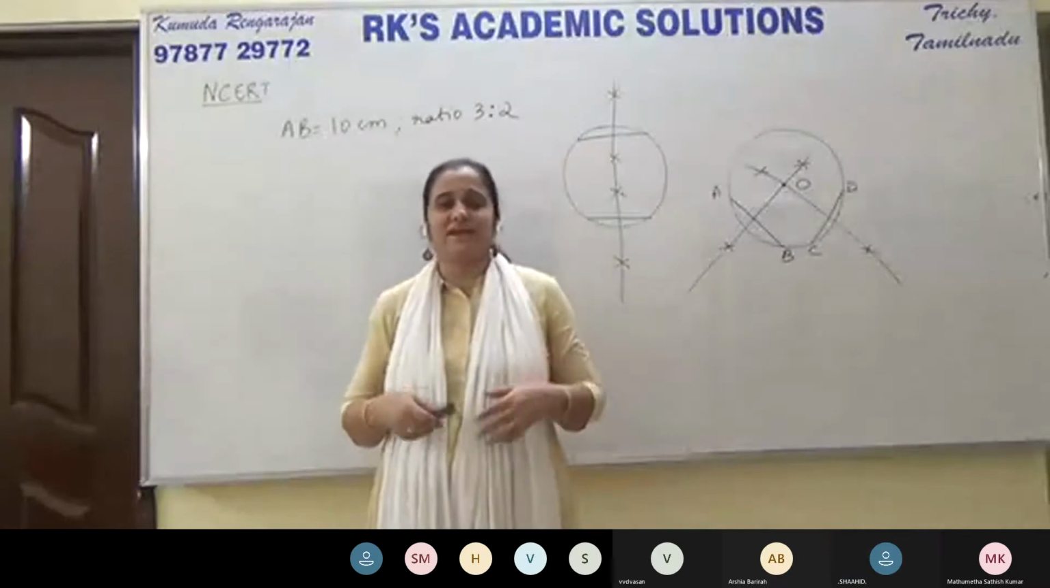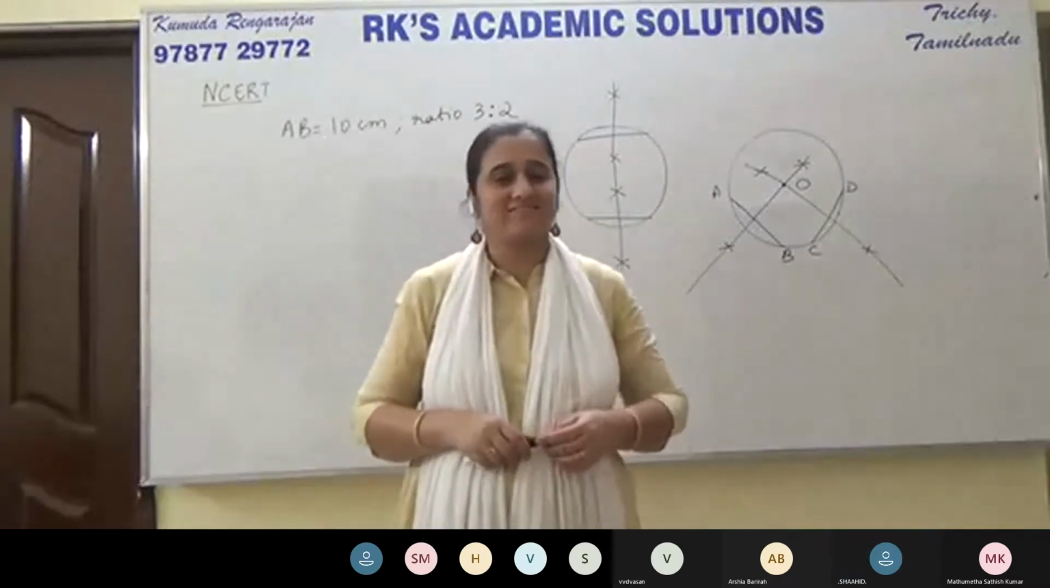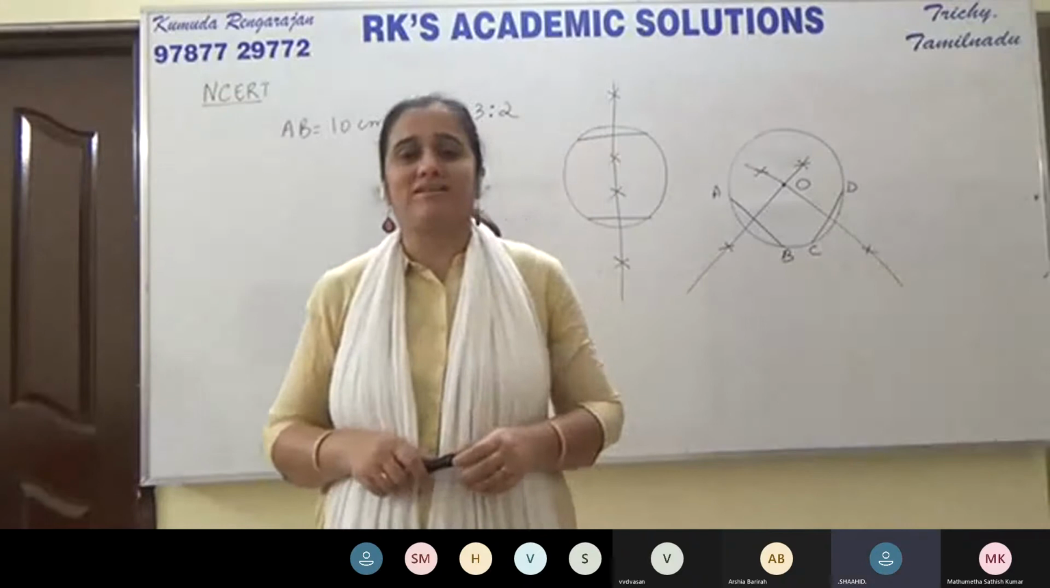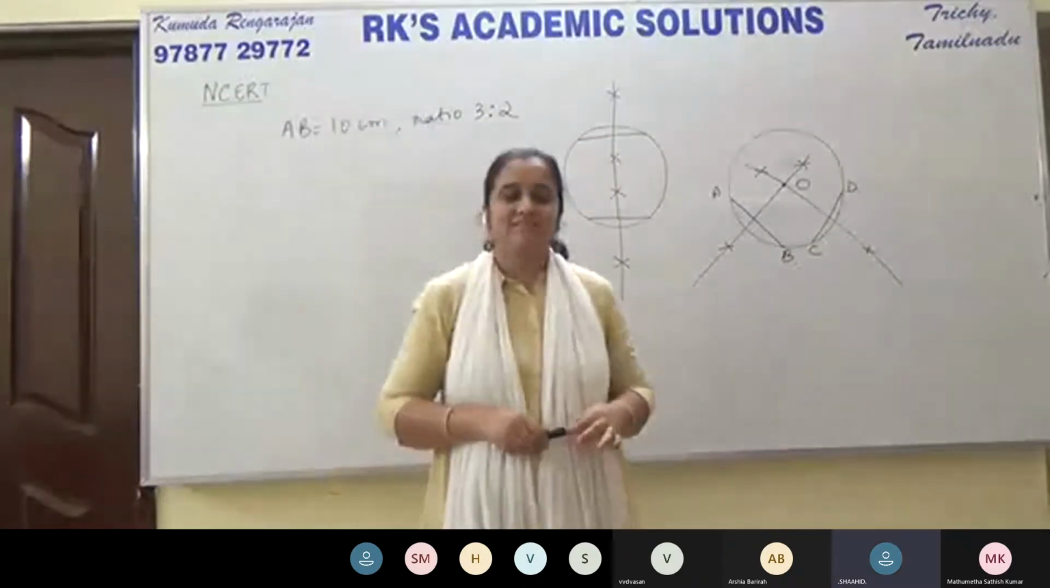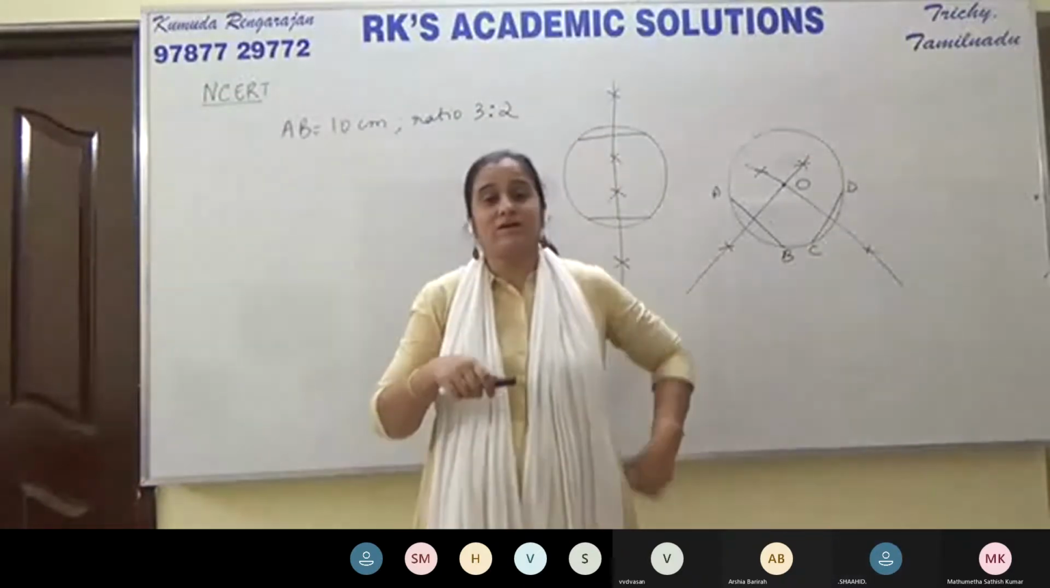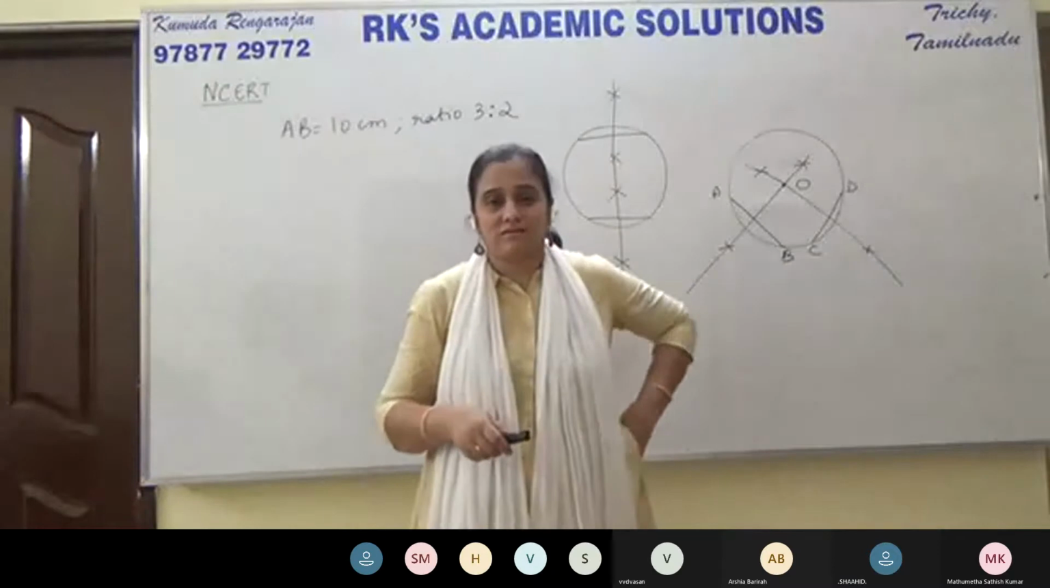Then they will intersect the diameters, then you will make out the center. But how will you make sure they are parallel? Ma'am, how will you make sure that the chords you've taken are parallel?